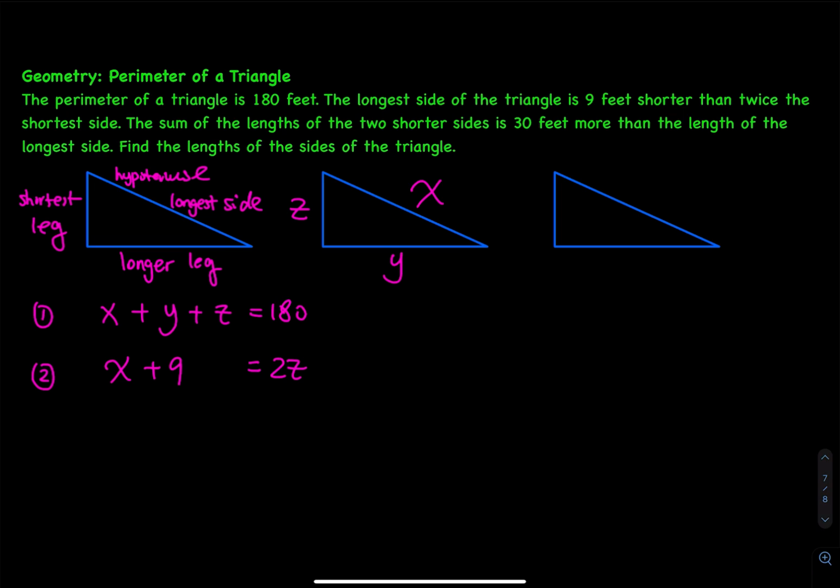That is equally fine. And then the last one is the sum of the lengths of the two shorter sides, which is the two shorter legs, is 30 feet more than the length of the longest side. Okay, so how do we write that? The sum of the two legs, right? So that is equation number 3. That will be the two legs, the z and the y. So I'm going to add them. So that will be y plus z. And then what else? 30 feet more than the length of the longest side.